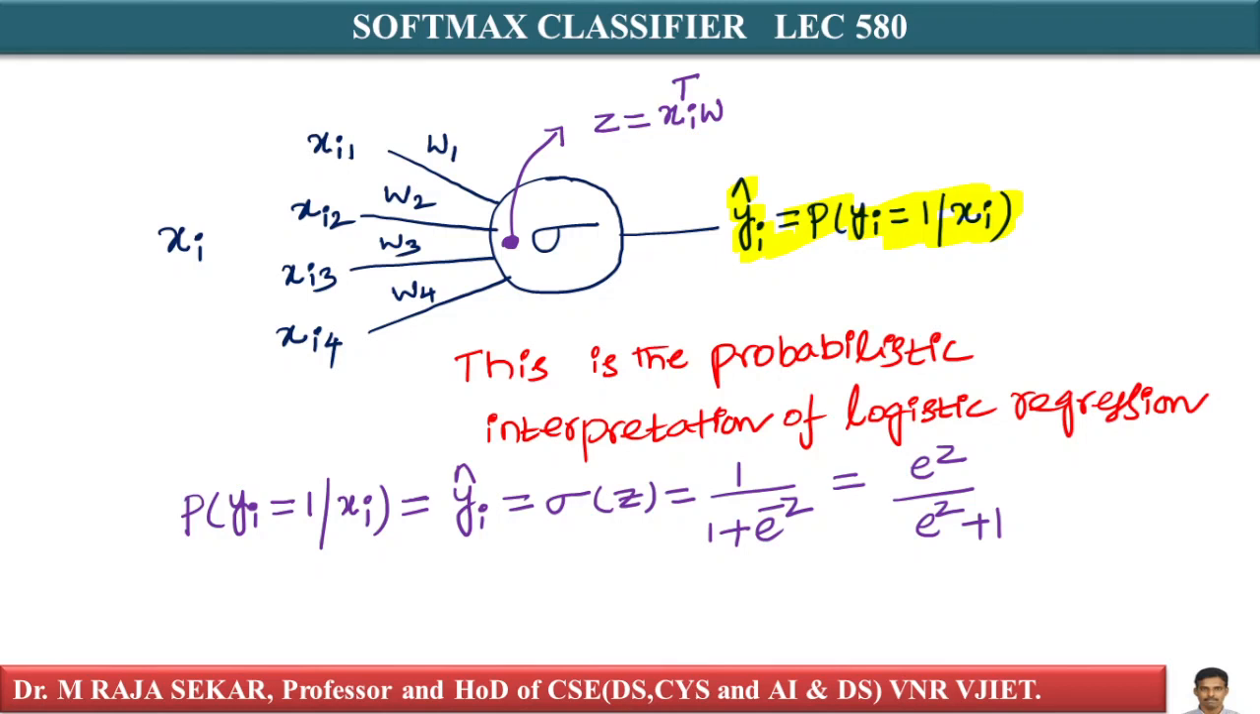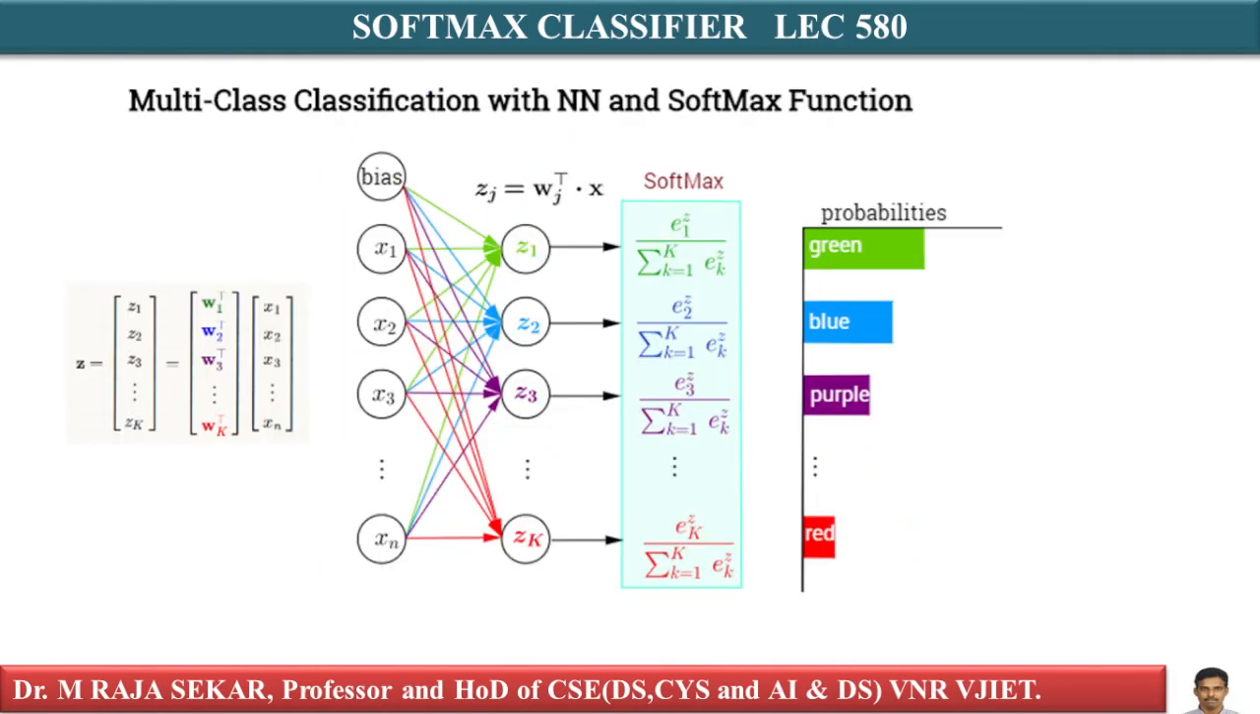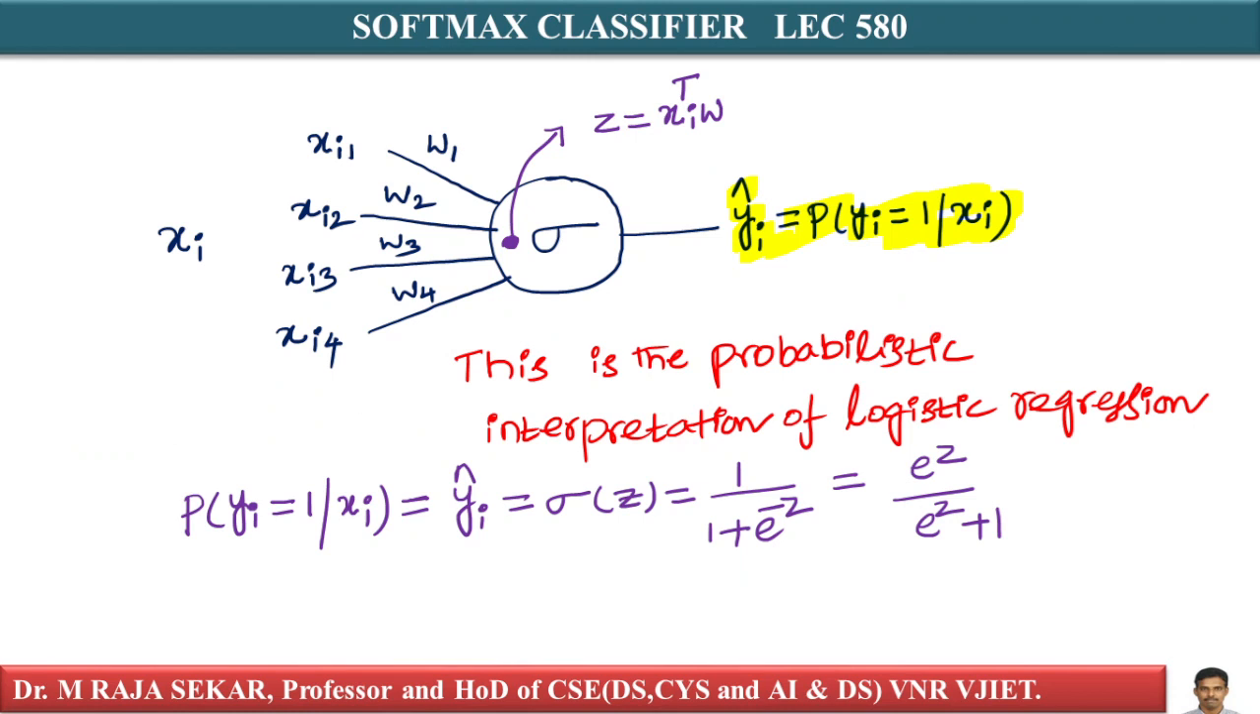Now let's understand the Softmax classifier. There is a very nice visualization from stackexchange.com. Just Google for it and you will get this picture. Let me explain this image for you. Just try to recall our logistic regression from the neural network perspective. We have input here, and z equal to xi transpose w. What is my probability of yi equal to 1 given xi? That is equal to yi cap, which is equal to sigma of z. This is for a two-class classifier, isn't it?